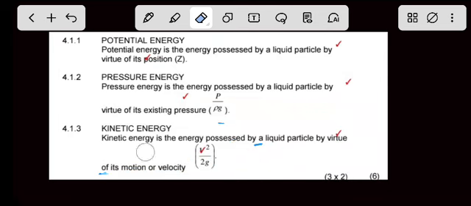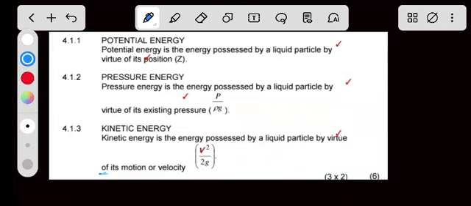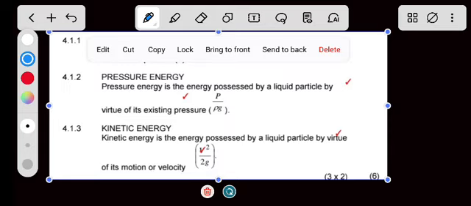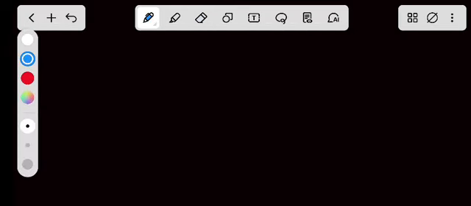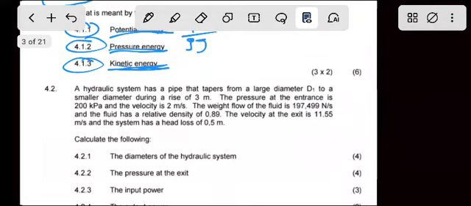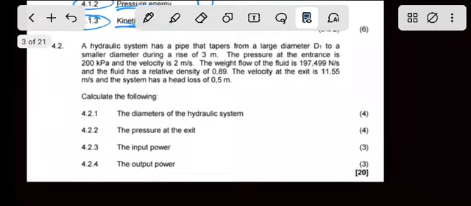So let's now do some calculations. Let's go to this part now. We are done with that.